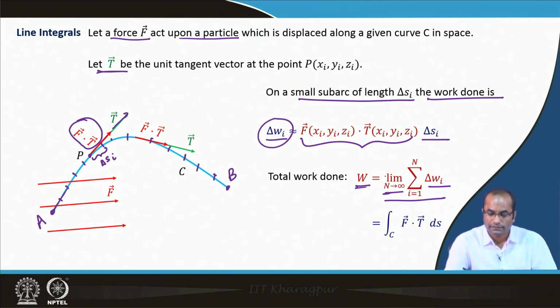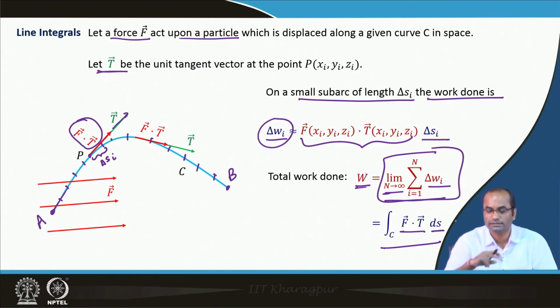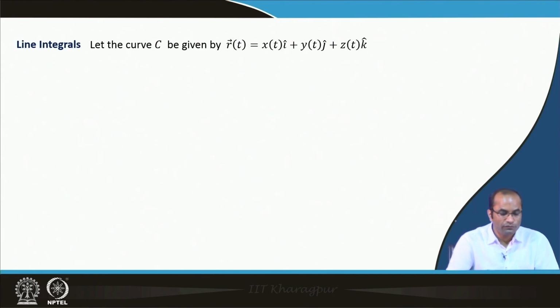arc, and this limit here we write as the integral over the curve C of the force f dot product t ds. ds is this element on the arc. So, now we will explore how to evaluate this integral and what the different ways of evaluation are.